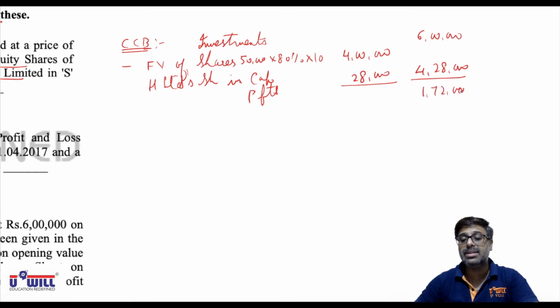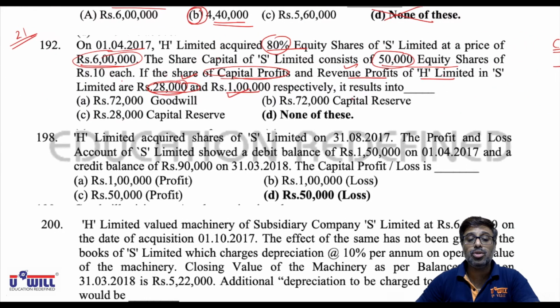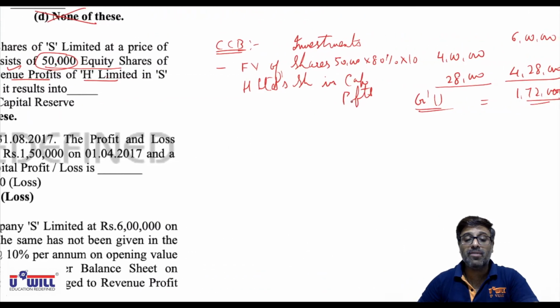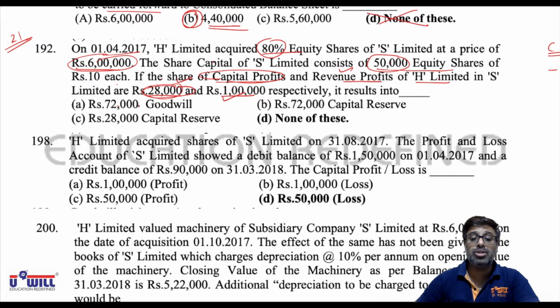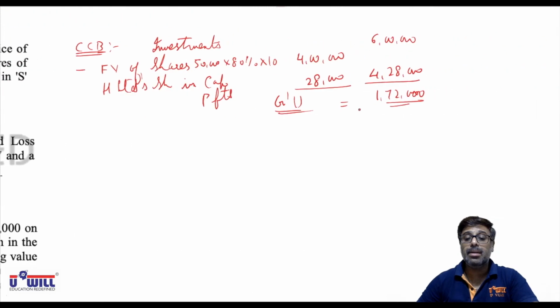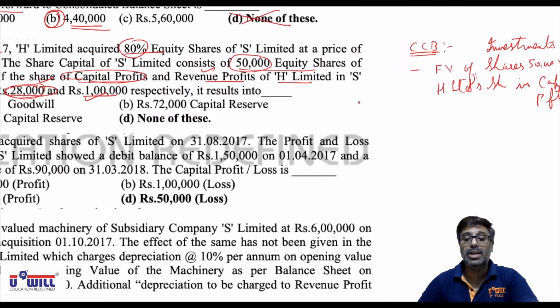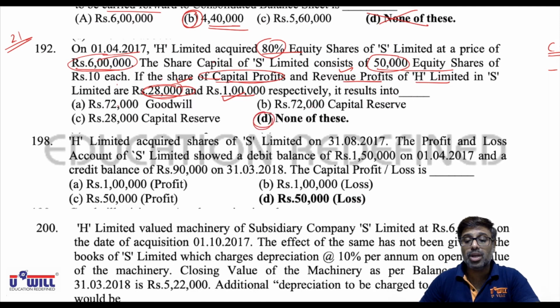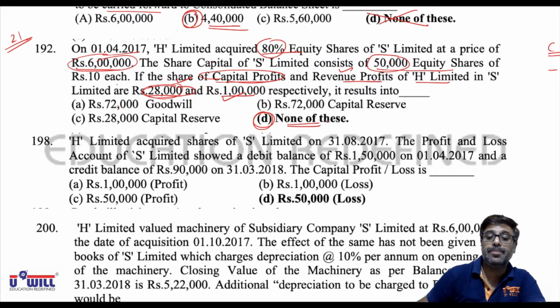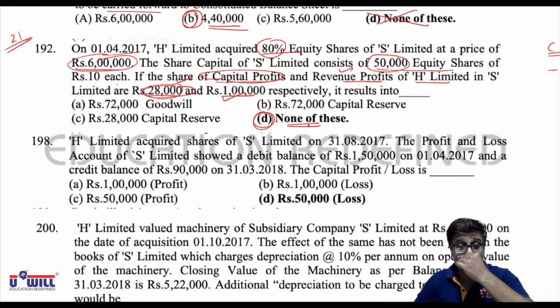Positive answer means it is goodwill. So do you have the option of 1,72,000? 72,000 goodwill and capital reserve are there, but 1,72,000 of goodwill and capital reserve is not there. So none of these is the answer. Okay, I hope everyone is clear with this.